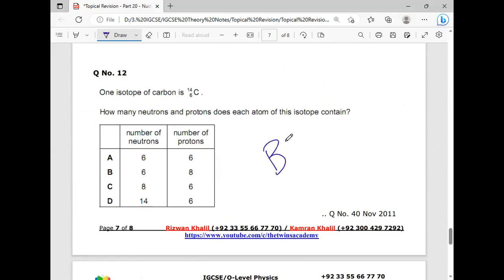Write question number 12 in the comments and write your answer.